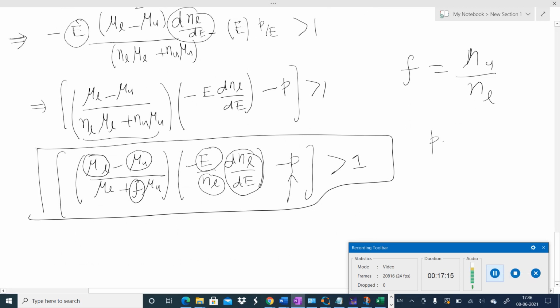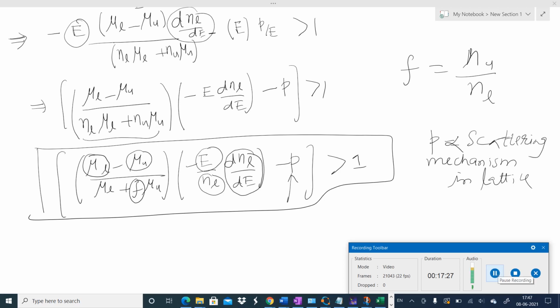This P definitely depends upon the property of the solid state. So in particular it depends upon the scattering mechanism in the lattice. Scattering mechanism definitely, because you see how this mobility, how conductivity will vary with electric field, that definitely depends upon how electrons will get accelerated. But what is the lattice mechanism?